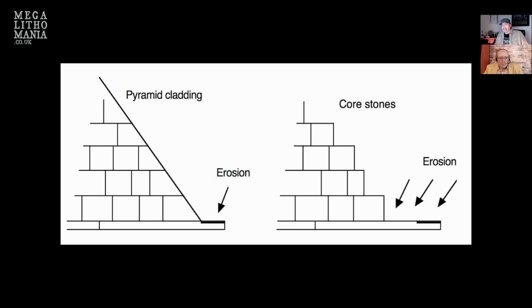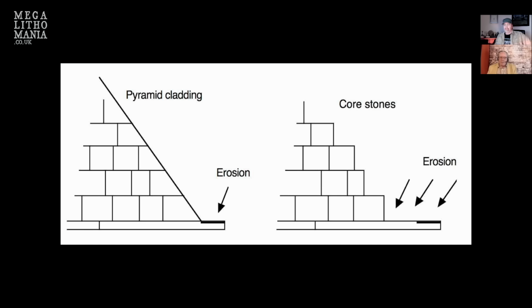So on the left side, we have the pyramid with its cladding stones on, and the base is eroding. And note, of course, that the pavement stone at the bottom is one block. It's not a difference between two blocks. It's one piece of stone that's been eroding over a different amount of time.